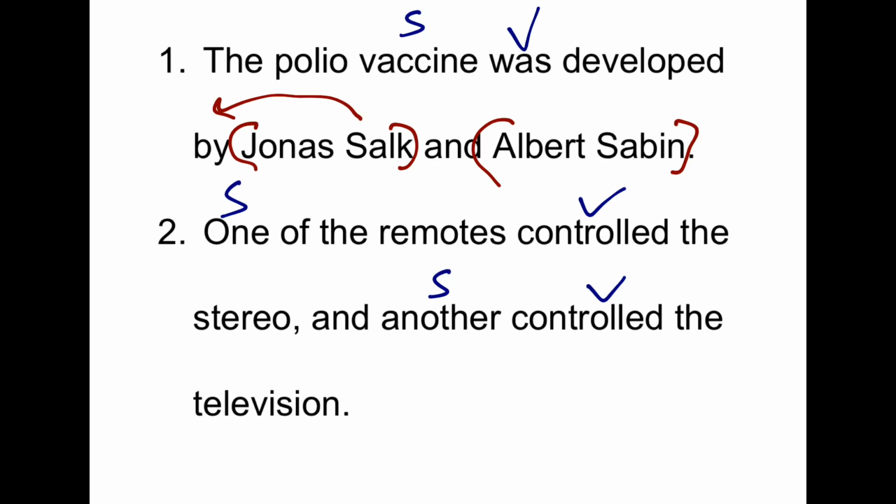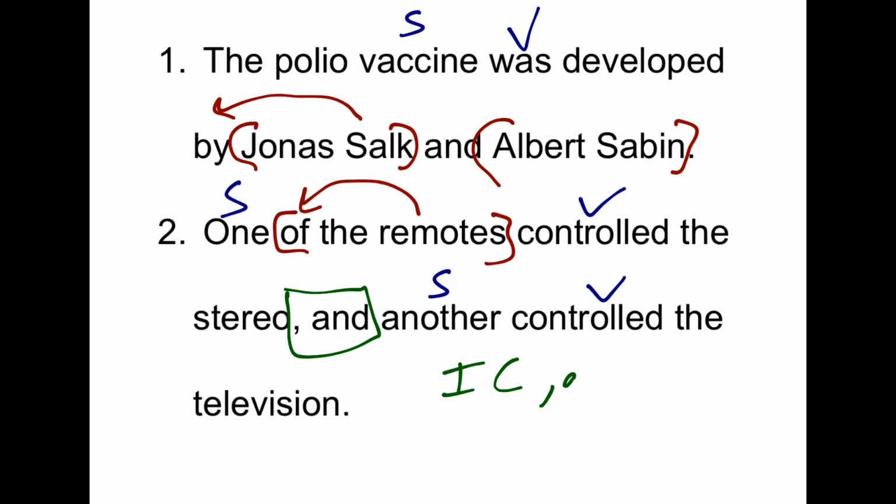In number 2, we remember that prepositional phrases like of the remotes are never actually the subject of a sentence. The object of the preposition remotes is not what controlled the stereo. One controlled the stereo. Of the remotes describes one. And in the second clause, we have another controlled. These two clauses are joined with a comma and a coordinating conjunction. So our structure is IC, comma, and IC, which means this is a compound sentence.